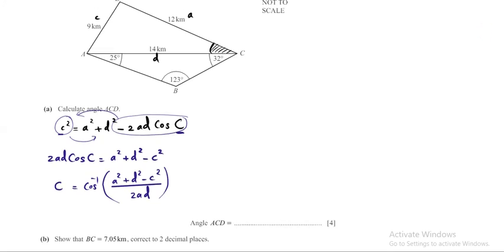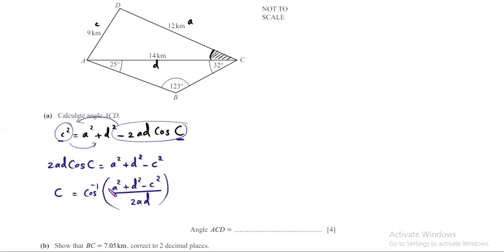Now I'm going to substitute the values of a, d, and c. So a is equal to 12, so let me write it here. It's going to be 12 squared plus d is equal to 14, so 14 squared, minus c is equal to 9, so 9 squared, over 2 times a, that is 12, times d, that is equal to 14.